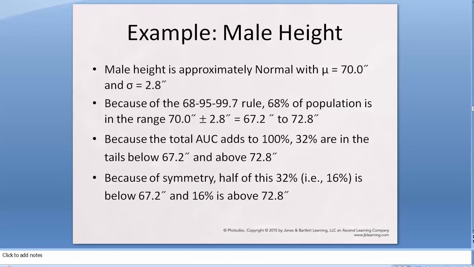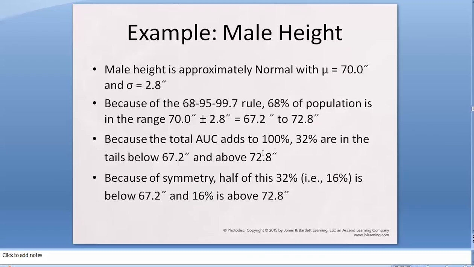So here's another example. The male height is approximately normal with mean 70 and sigma 2.8. Because of that empirical rule, or 68, 95, 99.7 rule, 68% of the population will have heights between these two measurements: 67.2 inches to 72.8 inches.